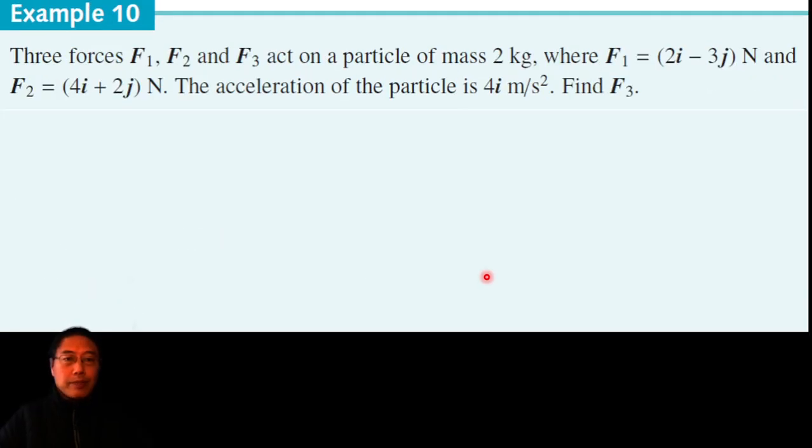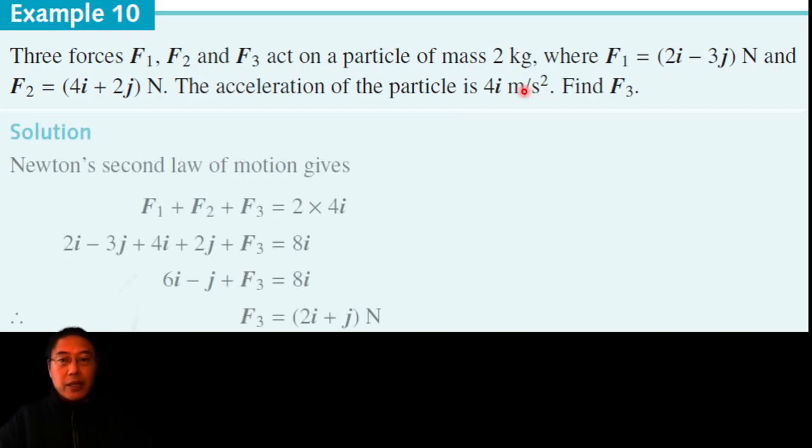All right. Here we have three vectors. F3 is unknown. We know F1 and F2. It actually gives you the acceleration, so you're going to apply the second law of motion. So you write your equation. Those are vector forms. You make F3 the subject and express all the vectors in terms of i and j and simplify. That gives you 2i plus 1j.